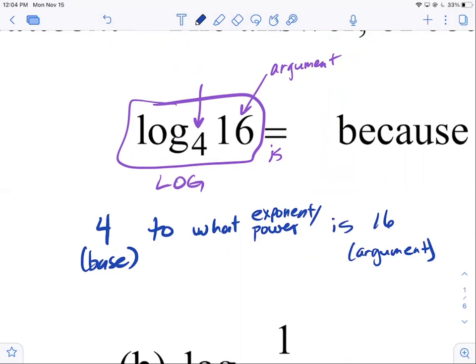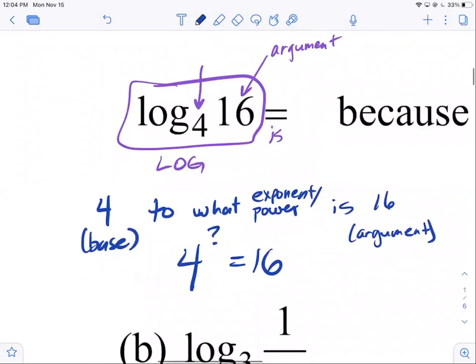No, okay. Log base 4 of 16, you can say, 4 to what power is 16, right? 4 to what power is 16? Well, what do we usually do instead of a question mark in algebra? We put an x. So 4 to what power is 16?